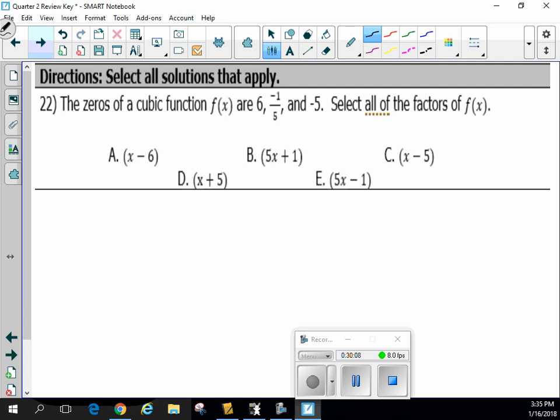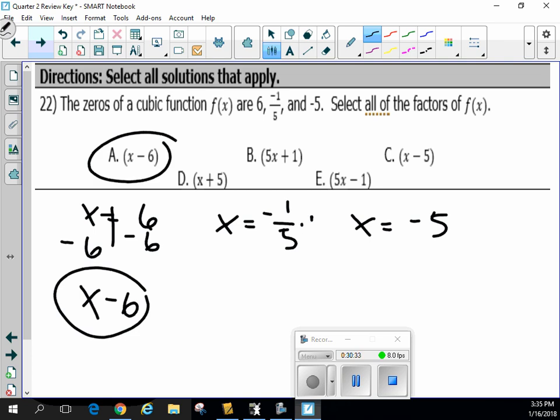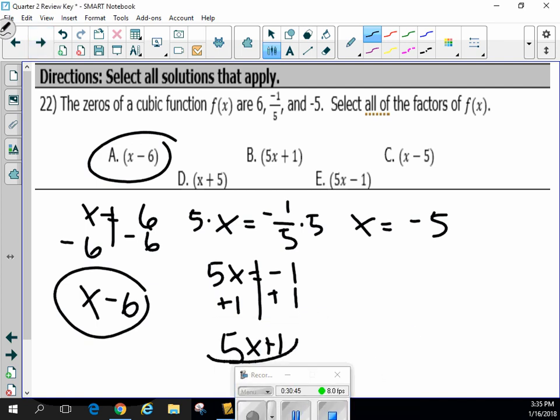Number 22 is asking you for the zeros of the cubic function, and it wants the factors. So remember, x equals 6, x equals negative 1 over 5, and x equals negative 5. So we have to convert these all to factors. So you're making the right side equal to 0. So you're going to subtract 6. x minus 6 is your factor, A. For this one, you have to multiply both by 5. So you get 5x equals negative 1. And then you add 1 to both sides. 5x plus 1 is your factor. So that would be B.